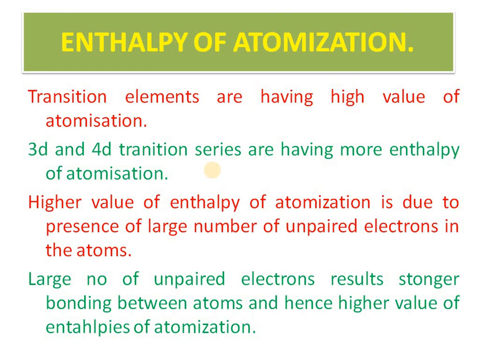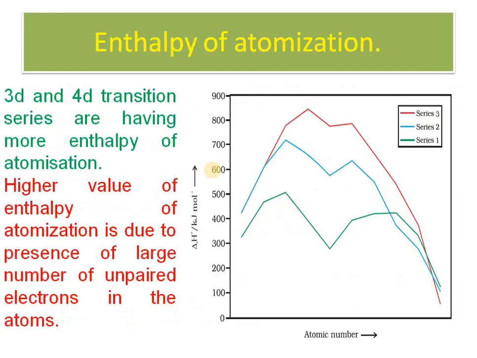So a higher value of enthalpy of atomization means a large number of unpaired d electrons are there, which results in higher metallic bonding. Therefore enthalpy of atomization will be more. And as you go down, 3d to 4d, the 4d and 5d transition series have more enthalpy of atomization. A large number of unpaired electrons results in stronger metallic bonding, and therefore a higher value of enthalpy of atomization. So if you see the series 3d, 4d or 5d, the higher value of enthalpy of atomization is due to the presence of a large number of unpaired electrons in the atoms.